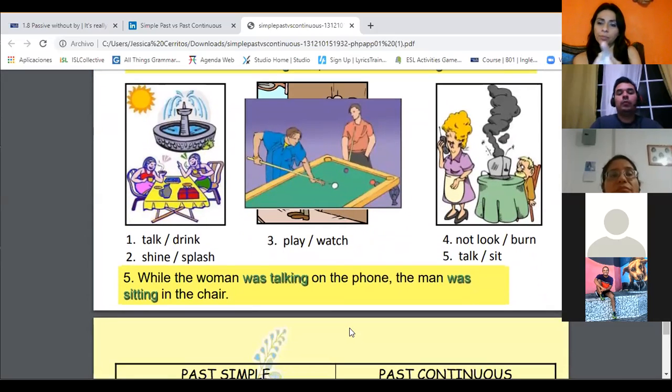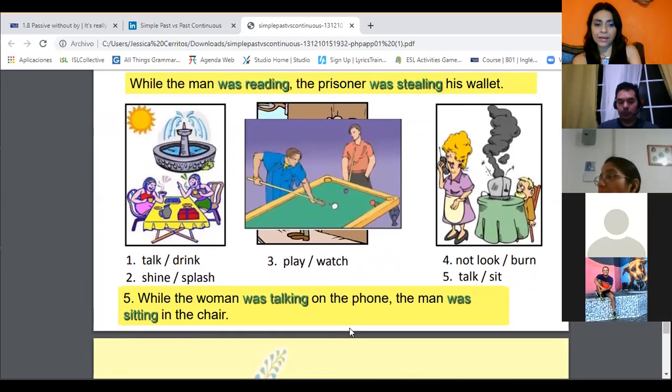Hágame un favor, copie o tómele foto como se quiera, pero nada más al 1, 2, 3, 4, 5, y no me copie el amarillo, el 5 que está en amarillo, ese no. Number 1, solo ponga talk and drink, number 2, shine and splash. Number 3, play and watch. Number 4, not look and burn. Number 5, talk and sit. Yes? Okay. Copy those 5, please.